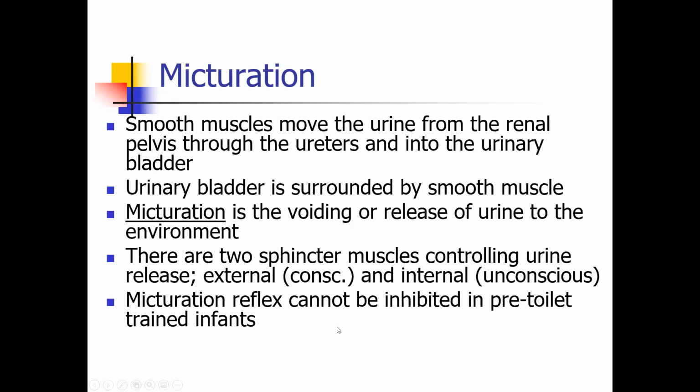Okay, so you just answered a really good question. I asked on the test, what three people would you expect the micturition reflex not to be able to be inhibited in? And so it says in the notes, pre-toilet trained infants, but we just brought up two more people: the elderly, and that sometimes nothing can be done about it, and some women post-pregnancy.